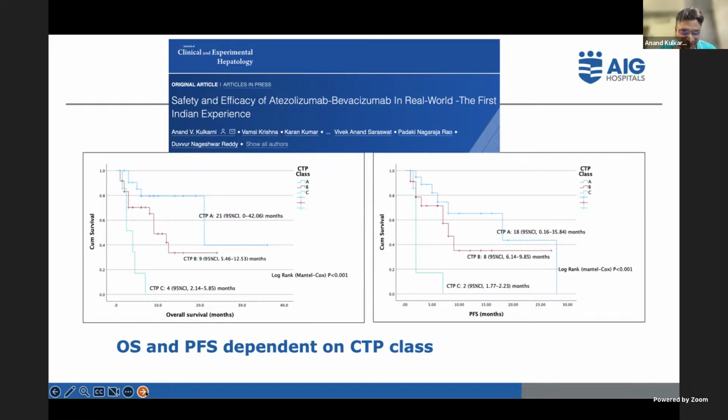Child A patient has a good survival of 21 months, compared to Child B of 9 to 12 months, and Child C hardly around 4 months. Similarly, the progression-free survival is also dependent on the Child-Pugh score.